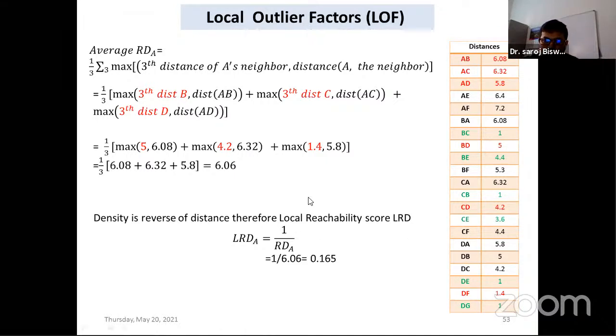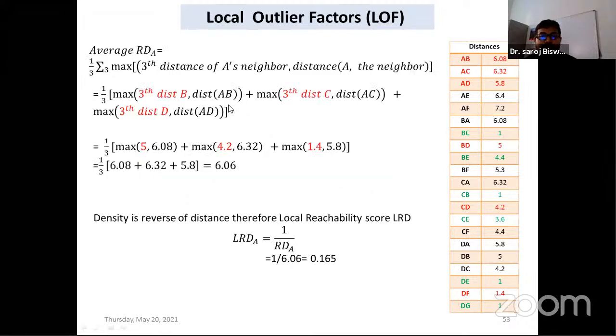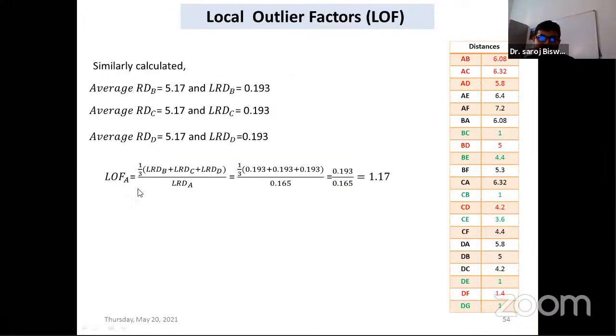Then see here. So after calculating this local reachability score, now we're coming to calculate LOF. So how we can calculate LOF? Now to calculate LOF, we need to calculate this local reachability score of all the neighbors. Just here we have calculated the local reachability score of A. In the same way, we can calculate the local reachability score of all of the neighbors. So if we talk about B, then the local reachability score becomes 0.193. Initially, we have to find the average reachability score of B, that is here 5.17, and then we need to find the local reachability score, that is 0.193.